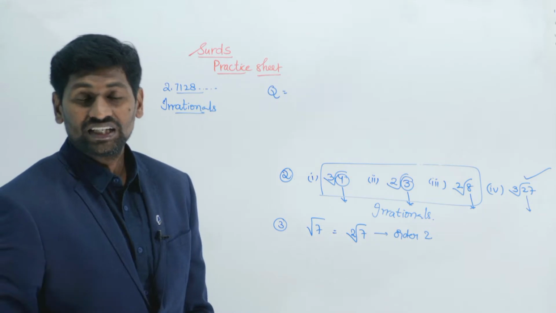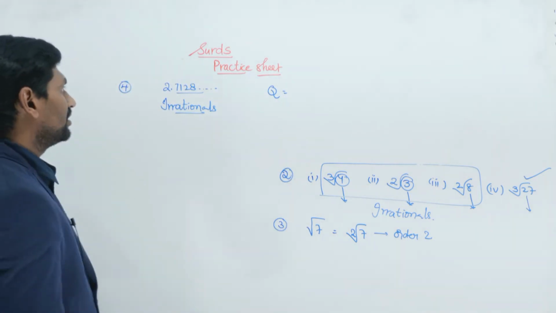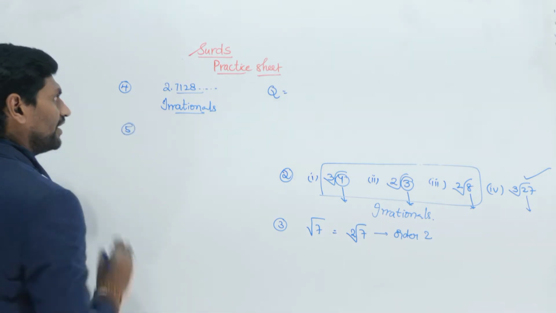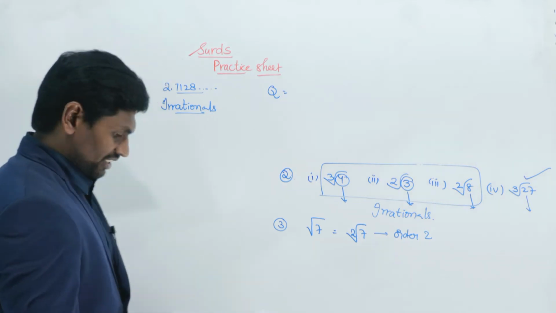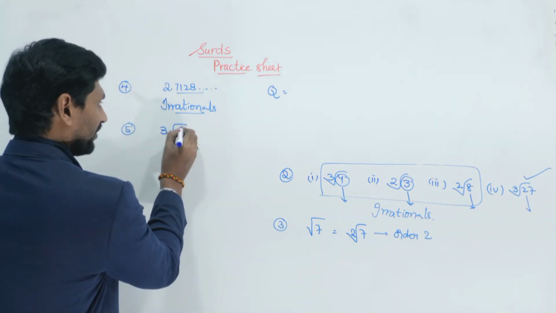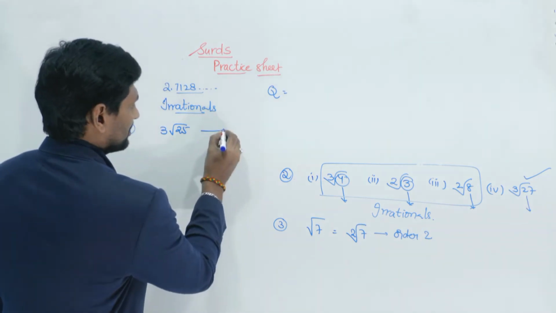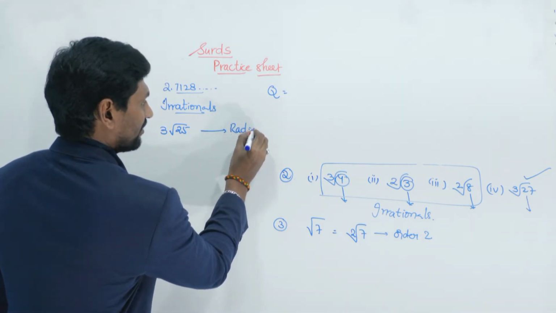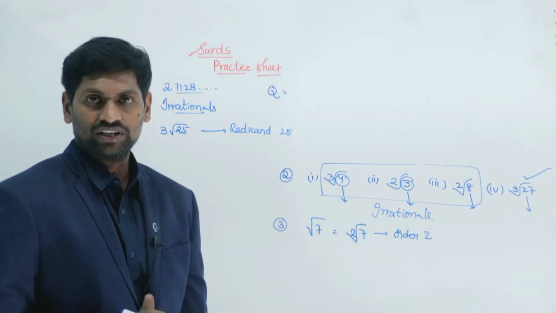Okay, irrationals have this decimal form. Next, question number 5. The radicand of the surd cube root of 3 into root 25. What is the radicand here? Yes, radicand is 25. Very good. Easy questions. Radicand is 25.